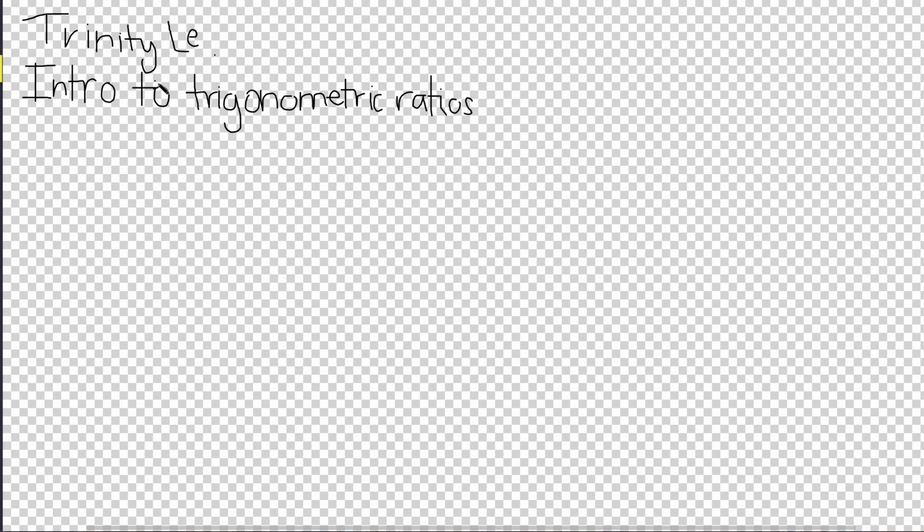I'm going to be introducing trigonometric ratios, which in Latin, I think, trig means triangle, while metry means measure. So trigonometry would be triangle measure. So you're trying to measure the measurements of the triangle.